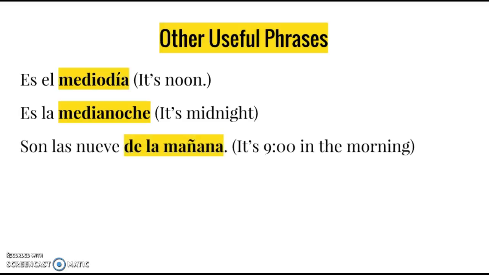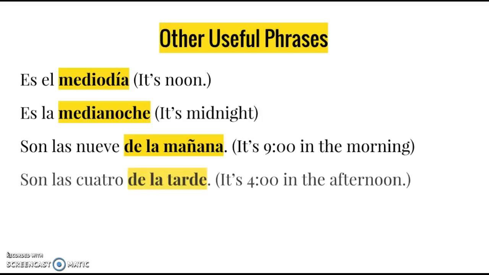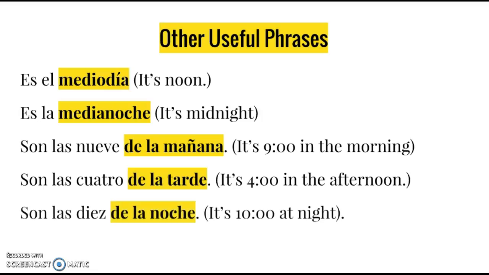If you want to say that something happens in the morning, they don't use the phrase AM or PM in Spanish, so instead you specify whether it's morning, afternoon, or evening. And you can do that by saying de la mañana for morning, de la tarde for afternoon, de la noche for something that happens at night. So to say it's 9 o'clock a.m., you would say son las 9 de la mañana. To say that it's 10 o'clock p.m., you would say son las 10 de la noche.